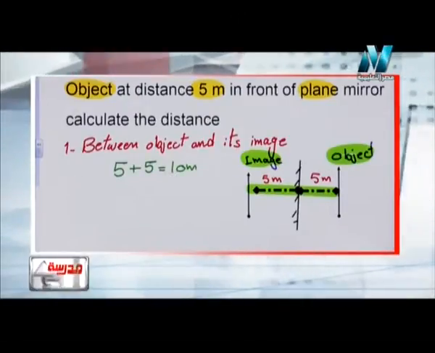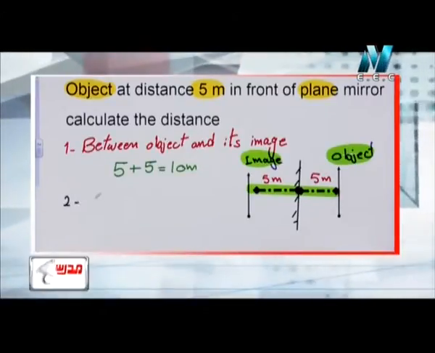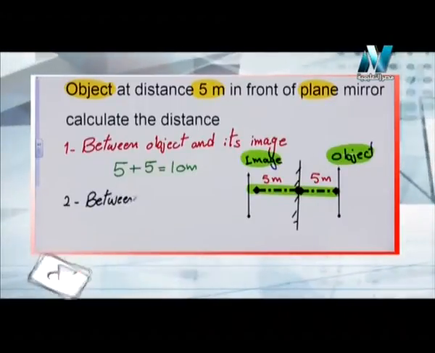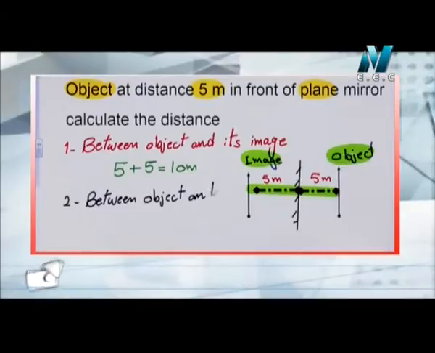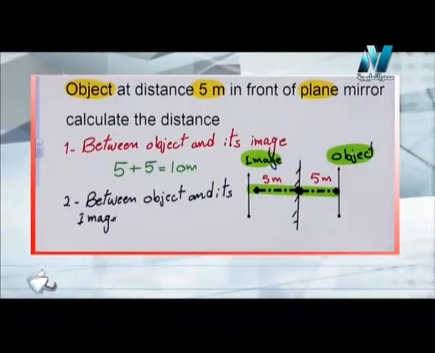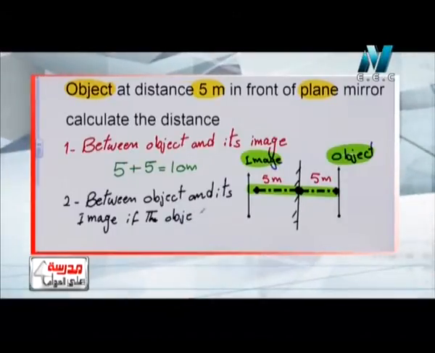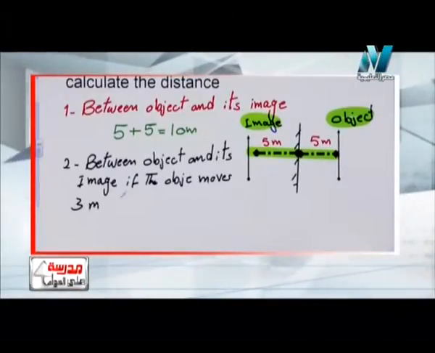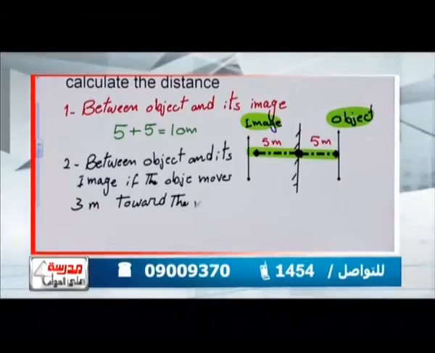Okay, now if we have another request in this problem, as a distance between the object and its image, for example, if the object moves 3 meters toward the mirror. Okay?